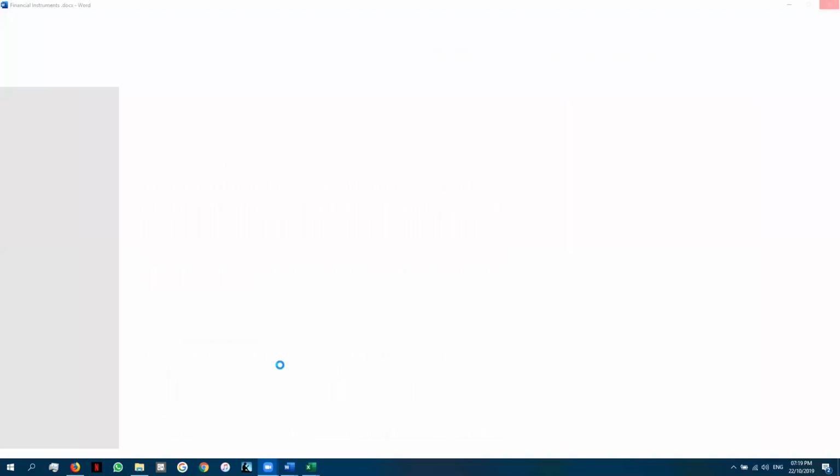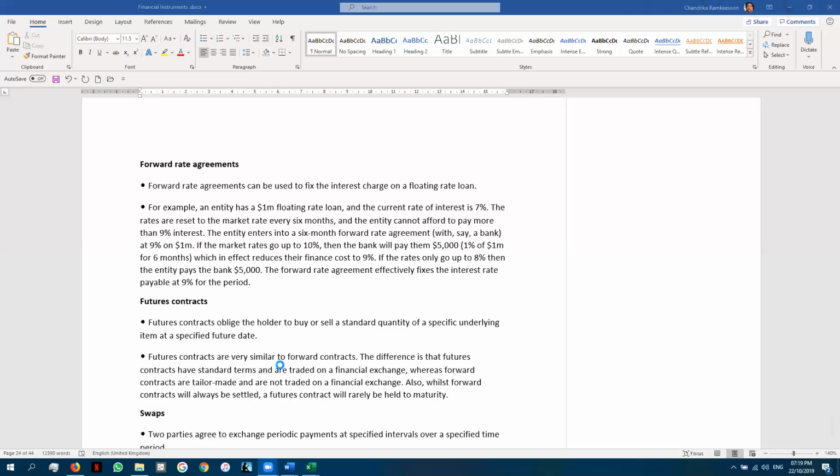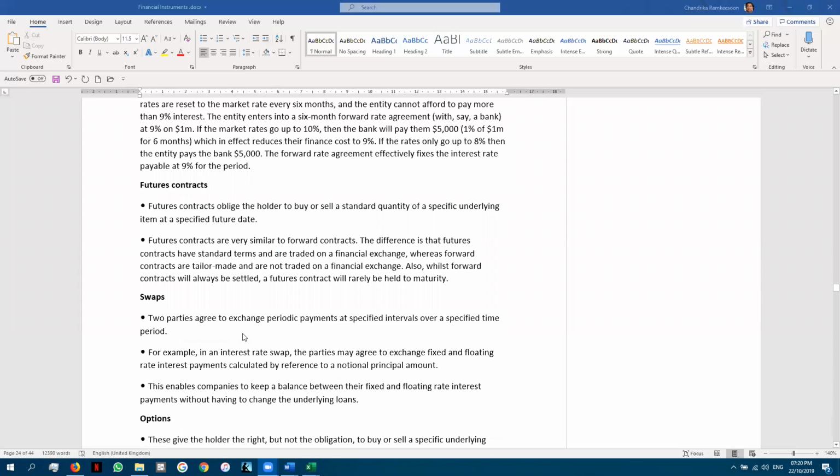The type of questions which you may be faced with may involve a forward rate agreement, but usually they tend to relate more to futures and foreign currency. But again, keeping it very simple. Now, futures. I used the example before for coffee bean futures. Futures contracts oblige the holder to buy or sell a standard quantity of a specific underlying item at a specified future date.